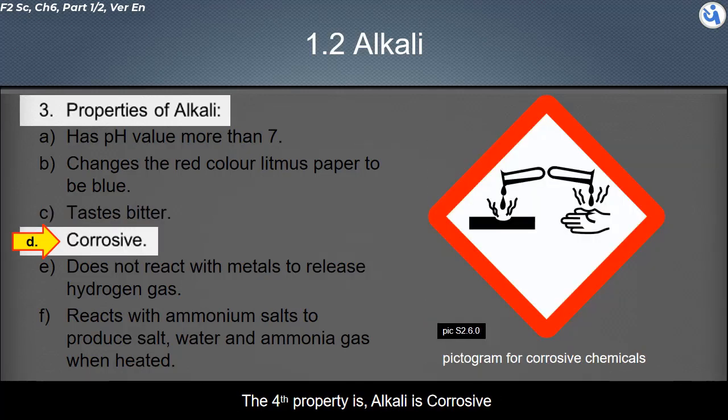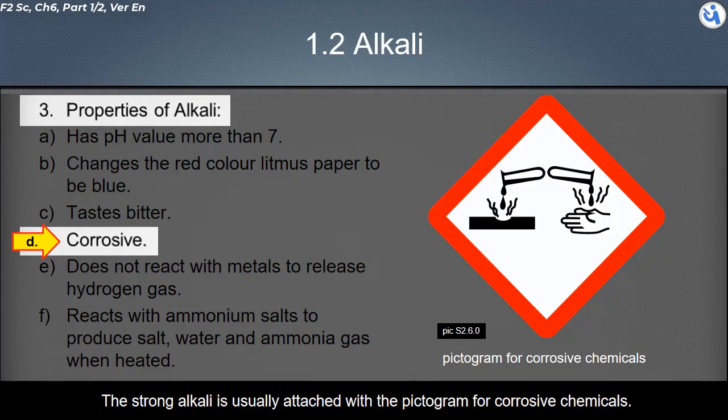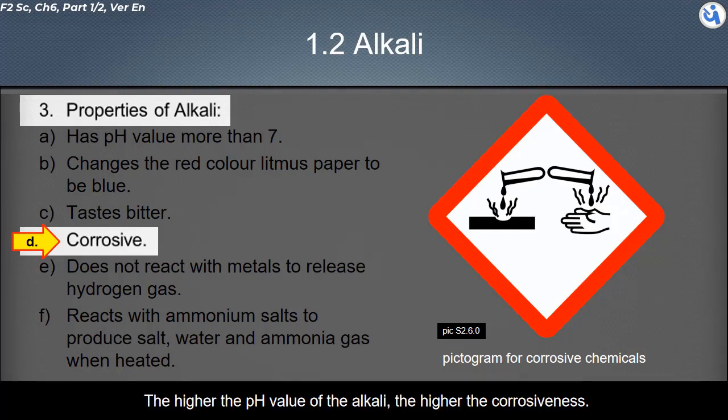The fourth property is, alkali is corrosive. It will damage or destroy other substances with which it comes into contact by means of a chemical reaction. The strong alkali is usually attached with the pictogram for corrosive chemicals. The higher the pH value of the alkali, the higher the corrosiveness.